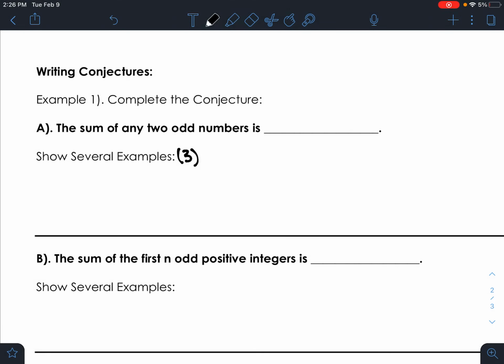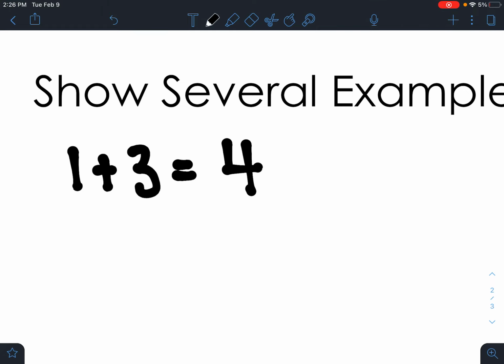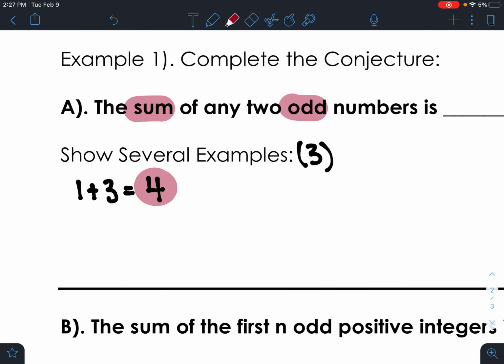So if I break down where it says the sum of any two odd numbers, I'm going to add odd numbers. Let's just do 1 and 3. If I add 1 and 3 together, I would get 4. What I'm looking at is descriptors for that number, and I would notice that it's even. It's also positive. For the next one, I'm going to do another example.